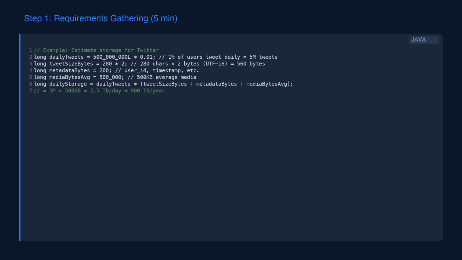Part of requirements gathering is doing back-of-the-envelope math. Here's an example for Twitter. If 1% of 500 million users tweet daily, that's 5 million tweets. Each tweet is about 560 bytes of text, 200 bytes of metadata, and roughly 500 kilobytes of media on average. Multiply it out, and you're looking at about 2.5 terabytes per day, or around 900 terabytes per year. Interviewers love when you can do this kind of estimation on the fly.